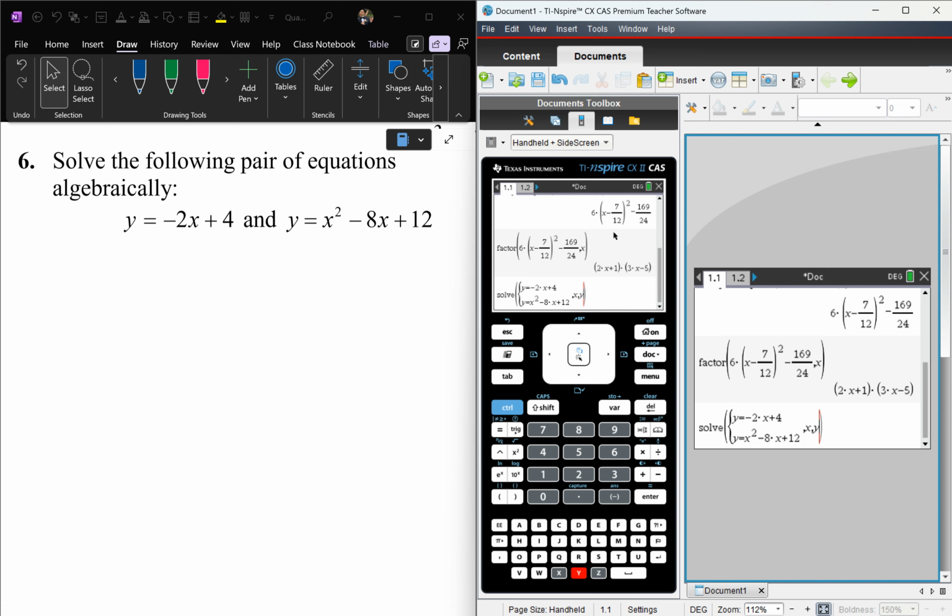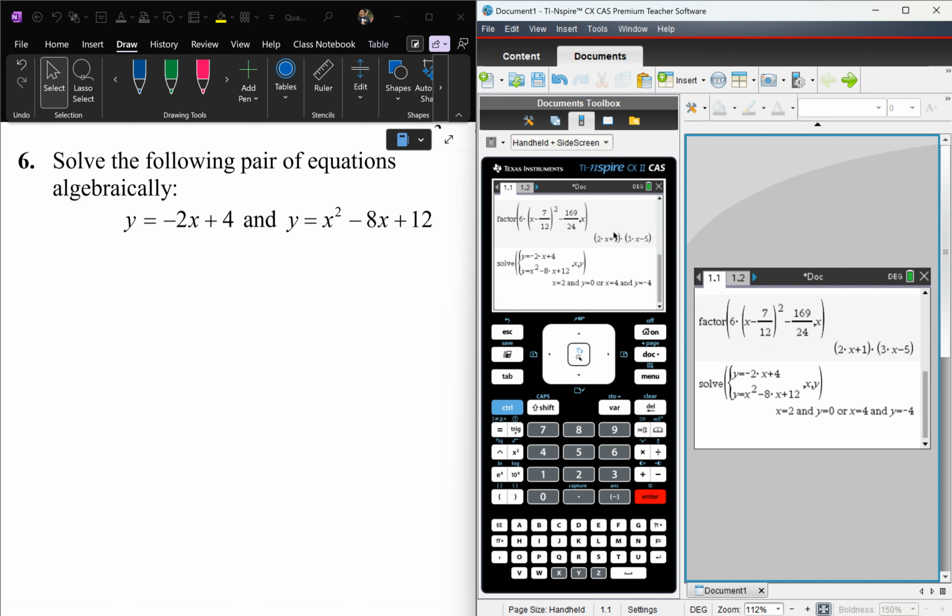If I press enter, that tells me the 2 coordinates are 2, 0 and 4, -4. So when x is 2, y is 0, and when x is 4, y is -4. So you got your 2 points of intersection. Okay? Again, you could have done systems equations, and they would have just gave you this template to begin with. And then you just type in the equations. Okay? It's up to you which one you want to do.